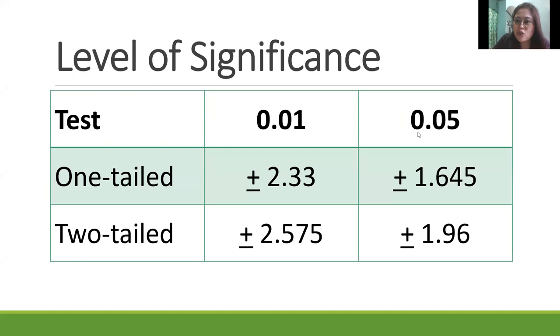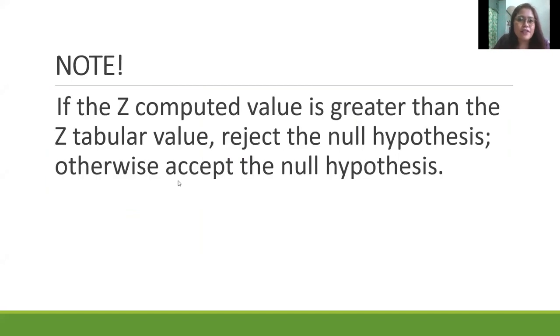So given na to, di ba, at 0.05 ang atoang level of significance. And since this is a one-tailed test, then our tabular value is plus and minus 1.645. Muna siya nga gibutang nako dito sa atoang table. So do not forget our decision rule, ha. If ang computed na Z is greater than the tabular Z, you have to reject the null hypothesis.